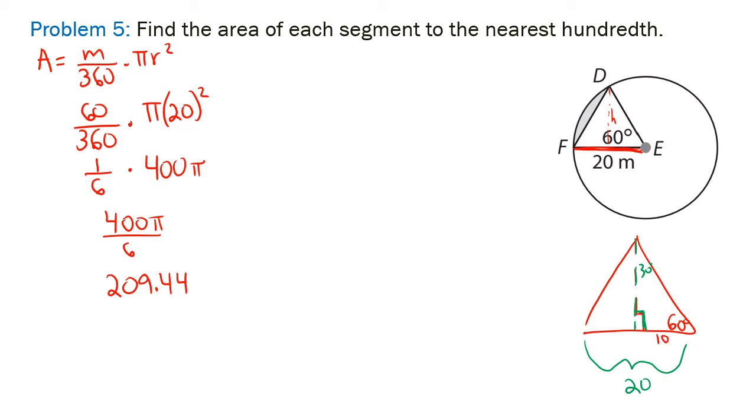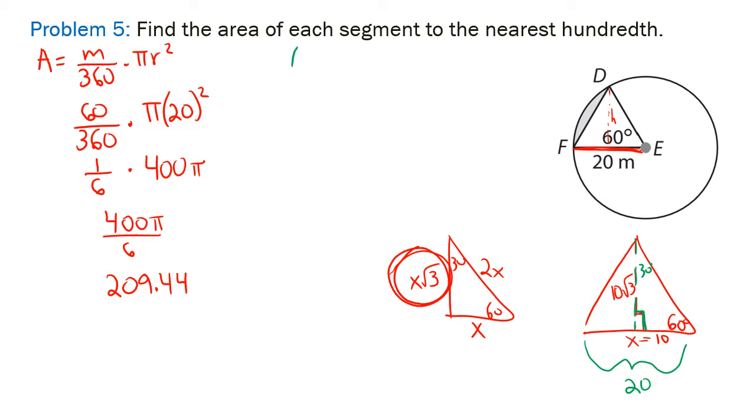If I know this entire length is 20, and the altitude cuts it right in half, making this 10. Well, if we remember our 30, 60, 90 special right triangles, this is x square root 3, and this is 2x. Well, what we care about is this right here. We want to know the height. So if x is 10, then this is 10 square root 3. So now we know the height.